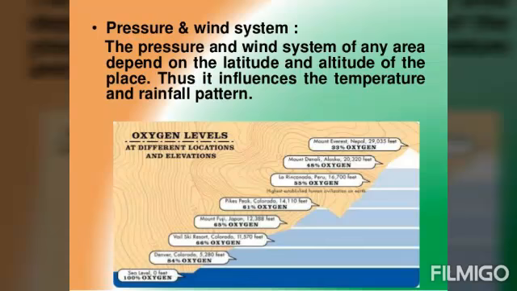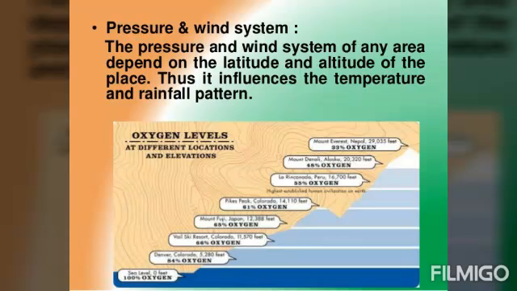The pressure and wind system of any area depend on the latitude and altitude of the place. Thus, it influences the temperature and rainfall pattern. The monsoon winds have almost a universal effect in bringing summer rains over the whole of South India. During summers, winds move quickly into peninsular India towards the low pressure system of northwest India from the Arabian Sea and Bay of Bengal. The moisture carried by these southwesterly winds from the Arabian Sea and Bay of Bengal bring rain to the entire subcontinent.